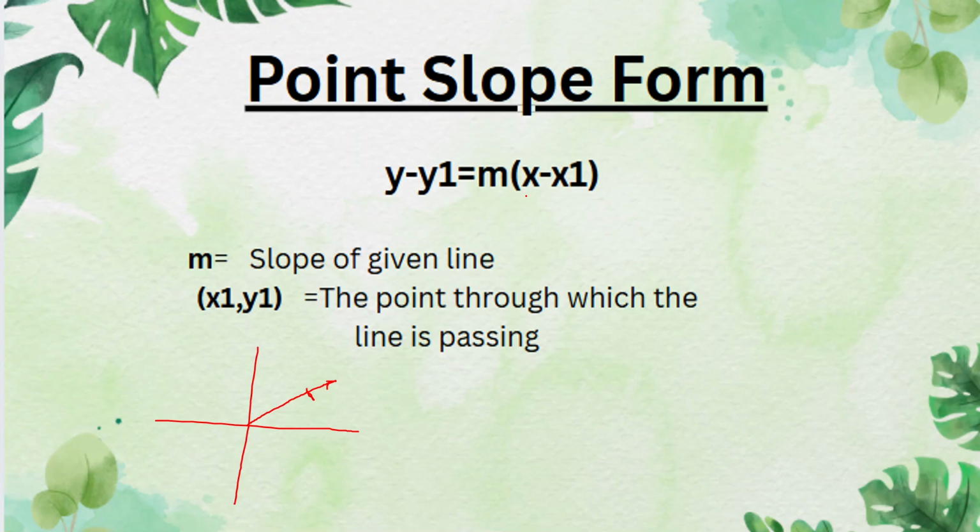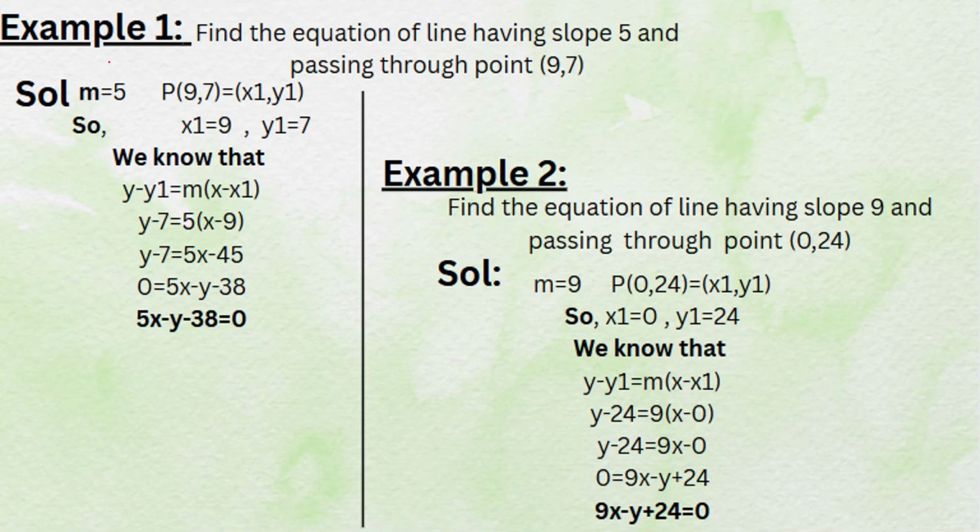Now let us discuss it from different examples. In this first example, we are asked to find the equation of the line whose slope is 5 and it is passing through the point 9 and 7. In this case, the slope is 5, so the value of small m is 5, and the point is 9 and 7, so the value of x1 will be 9 and the value of y1 is 7. So it is our general formula, which is y minus y1 is equals to m into x minus x1. So y minus the value of y1, 7, is equals to m, the value of m is 5, into x minus the value of x1, which is 9.